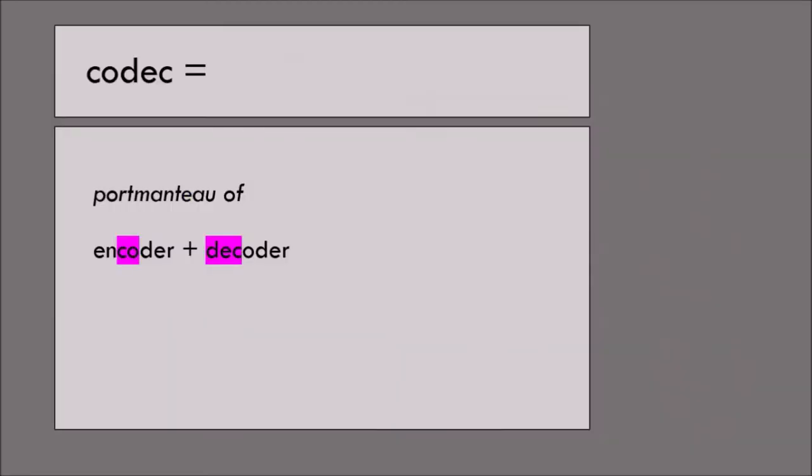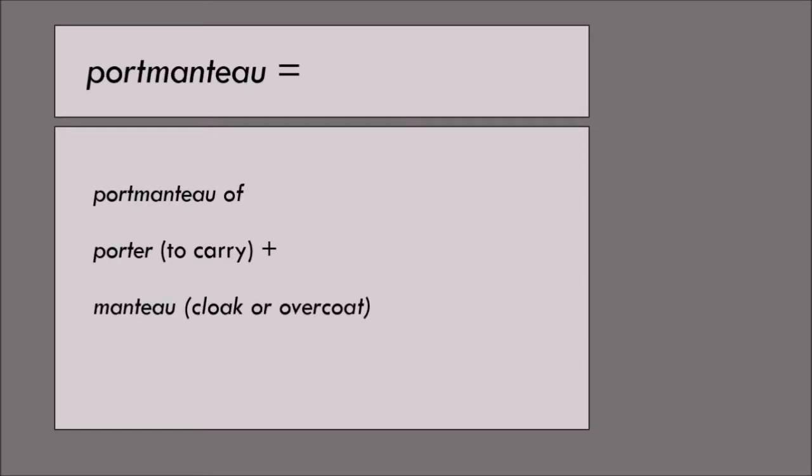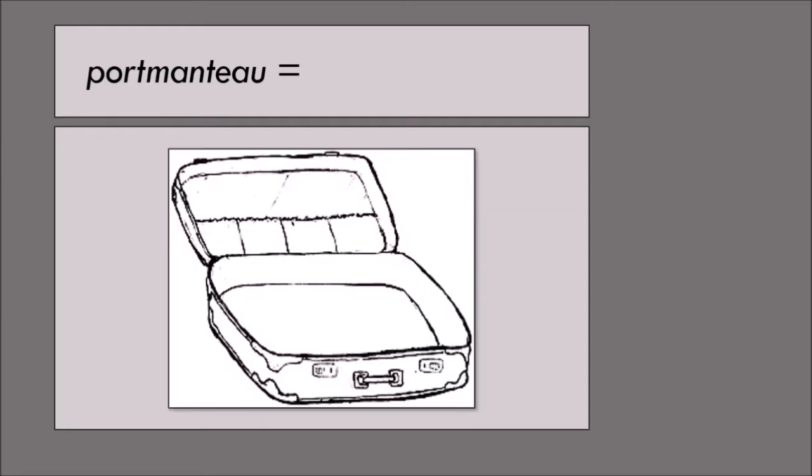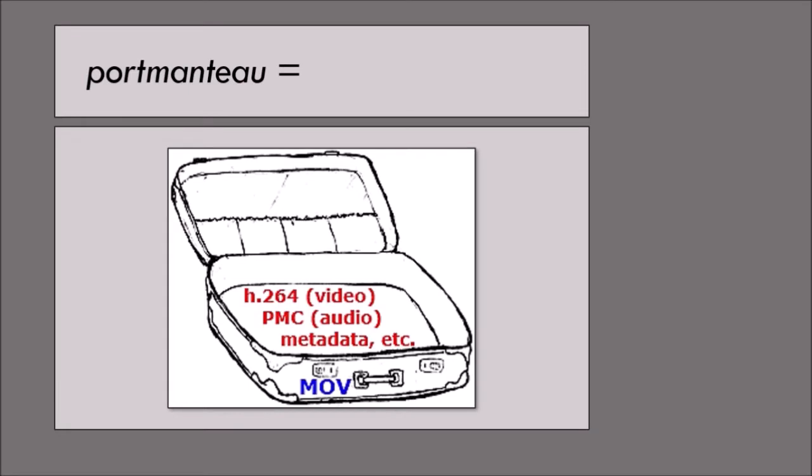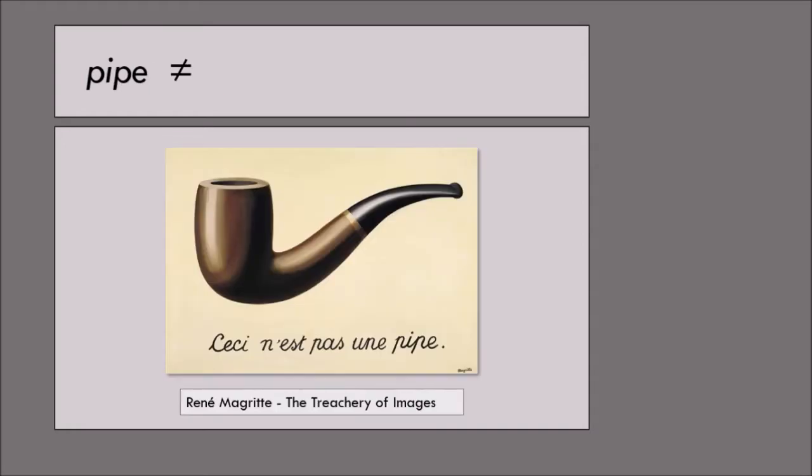By the way, the word codec is a portmanteau of the words encoder and decoder. Originally an English word for suitcase, portmanteau comes from the French words porter, to carry, and manteau, for cloak or overcoat. A suitcase is a kind of container, and while a codec is not a suitcase, a file format is. A pipe is a container too, but this is not a pipe.